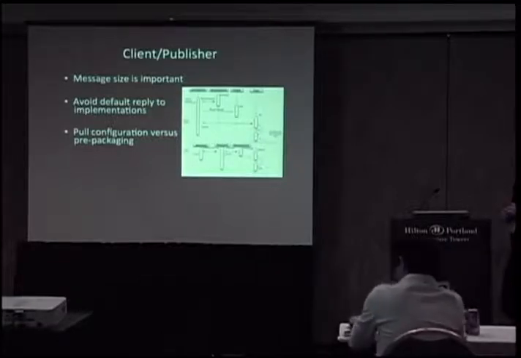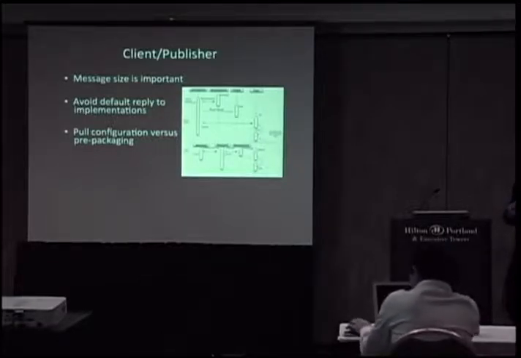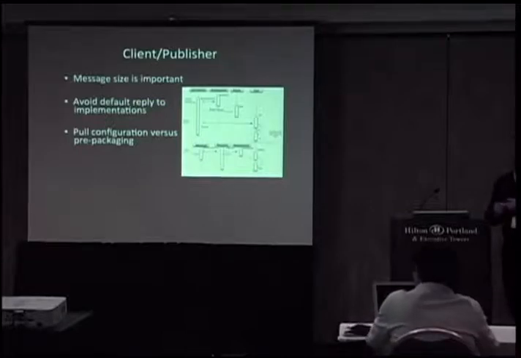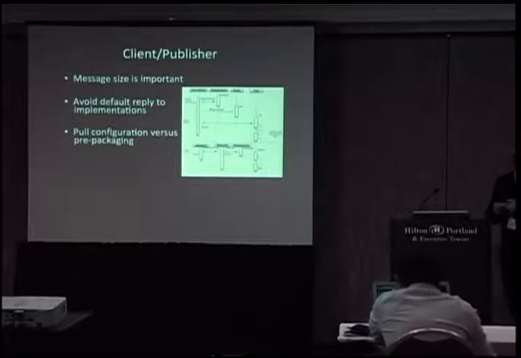Avoid default reply-to on implementations. We don't use the JMS reply-to that most people normally do, and the reason for that is it's really, really slow. And for us, really, really slow is 2 milliseconds. Every time that you create a reply-to destination in JMS, it's about 2 milliseconds, sometimes even longer, depending on whether there's SSL and how the configuration is set up.